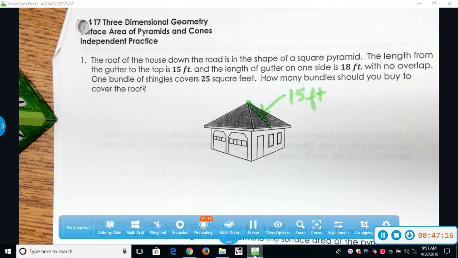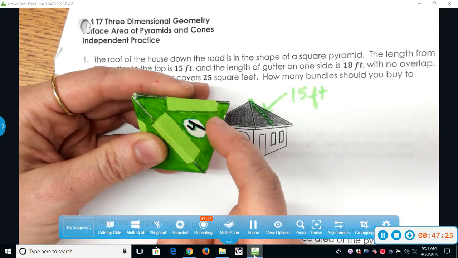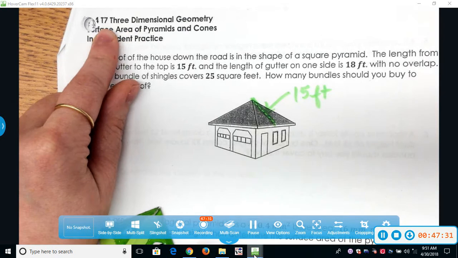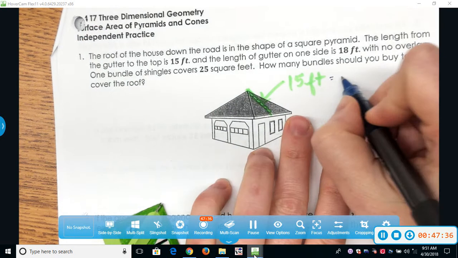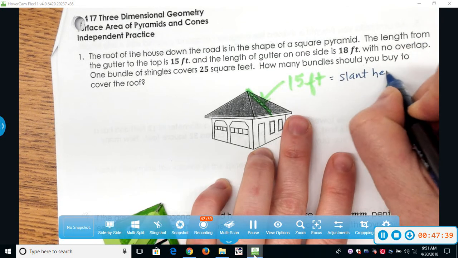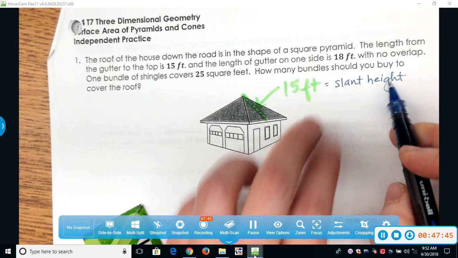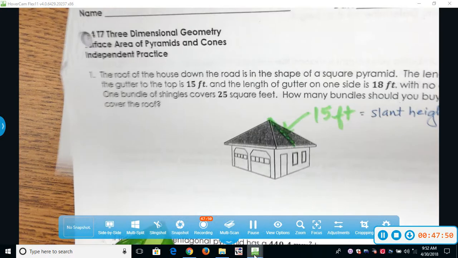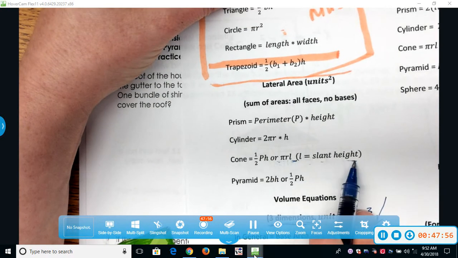So what that's showing you is what I called earlier the slanty height. Remember when we were doing volume, I said use the height of the figure. When you're doing surface area or lateral area, you are using the slant height. I like to call it slanty height. We also label it L. So if you see L on your formula sheet, that means slant height.